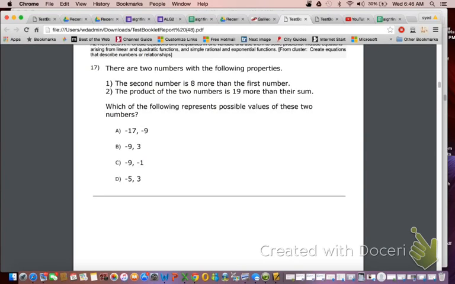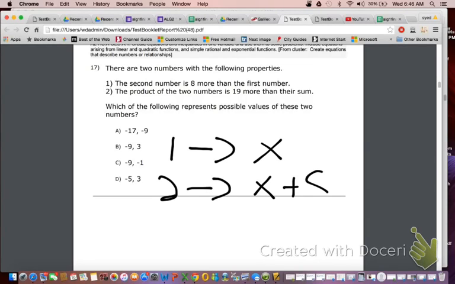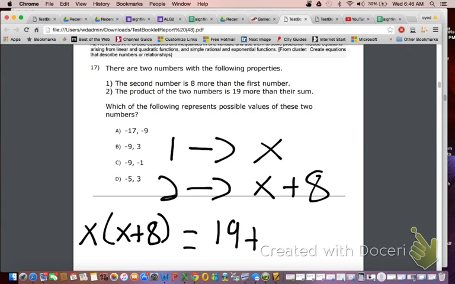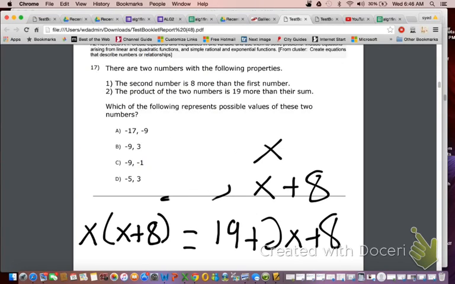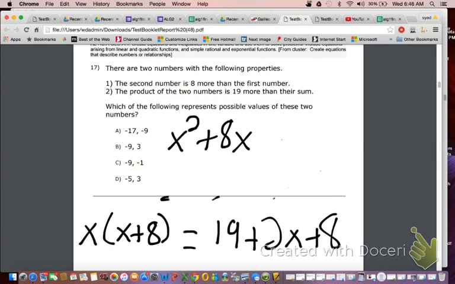Okay, 17. First number is, let's call it x. So the second number is 8 more than the first number. It has to be x plus 8. The product is this. Is 19 more than their sum. Let's add these two together. It's 2x plus 8. So that really is the hard part, in my opinion, because the rest is just algebra. So we get x squared plus 8x equals, what's 19 plus 8? That's 27.